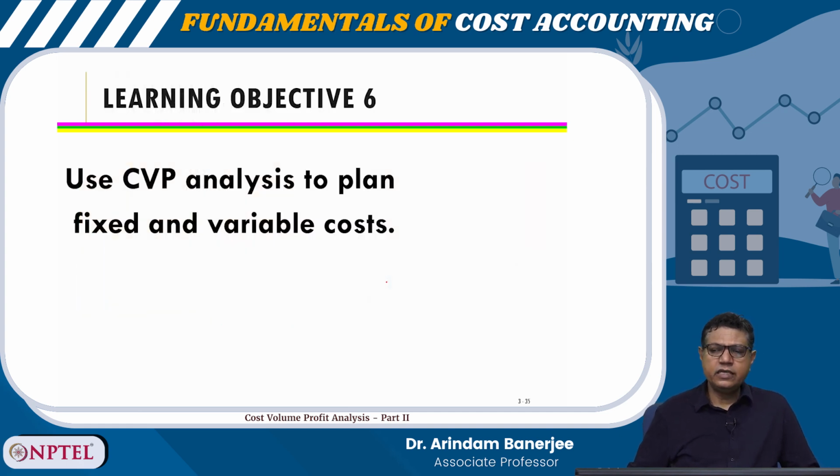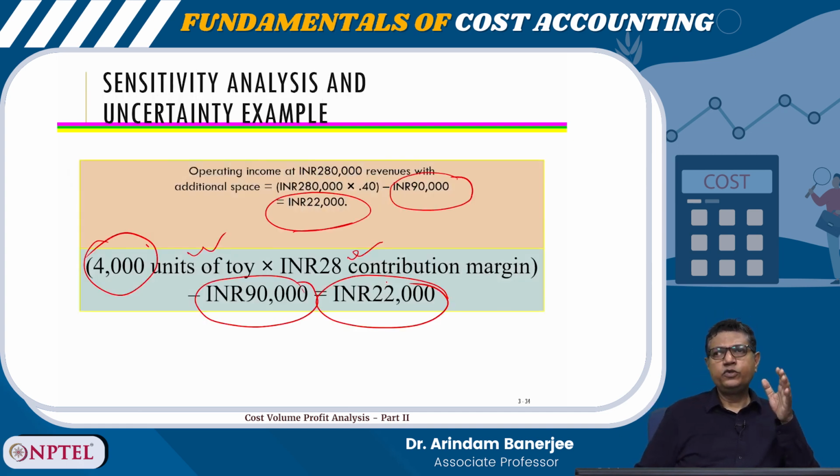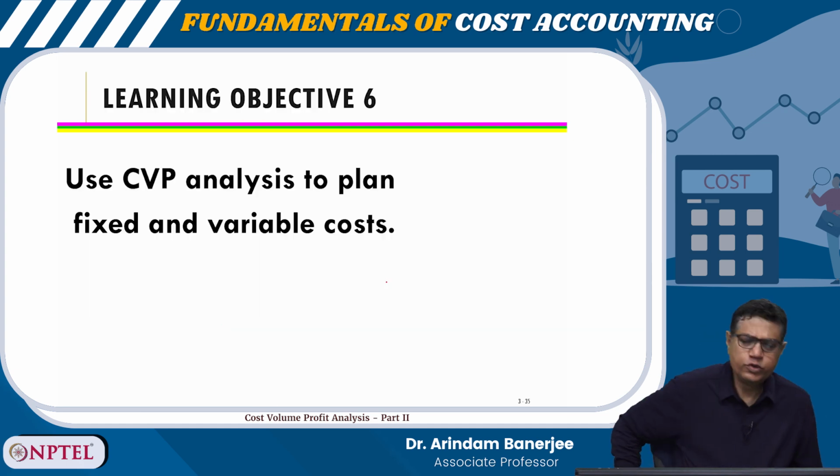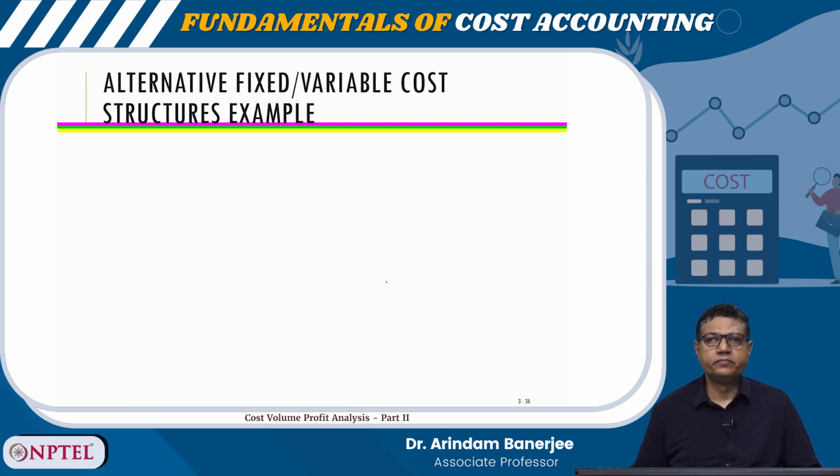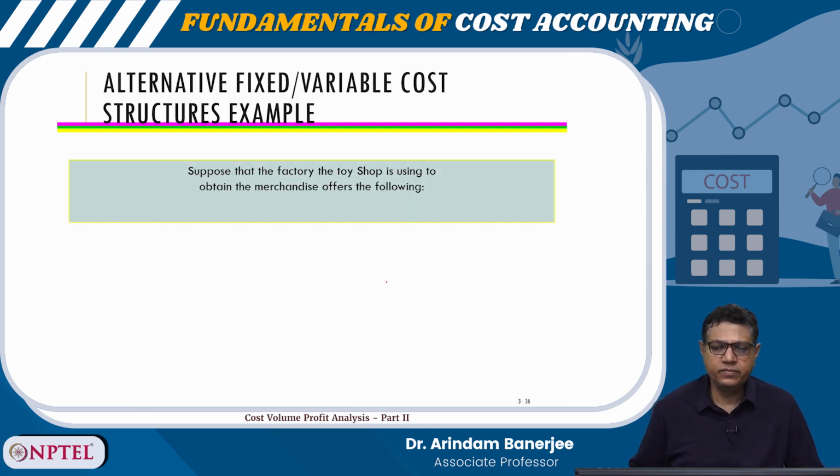So, in this way I can use the CVP analysis for decision making purposes. It is very helpful for making decisions. Use CVP analysis to plan fixed and variable costs. This is learning objective 6. So, let us go through one example.